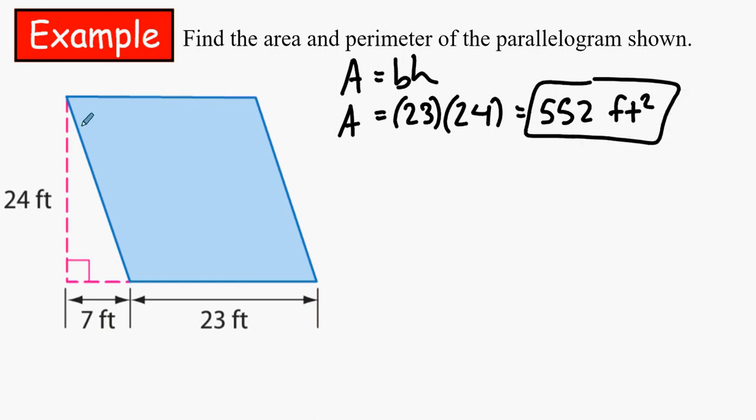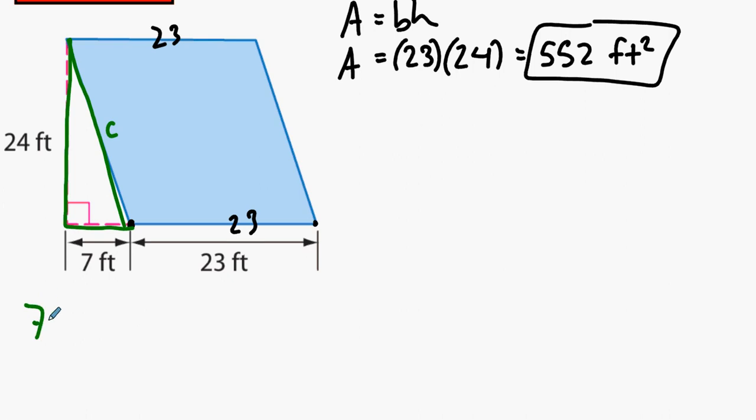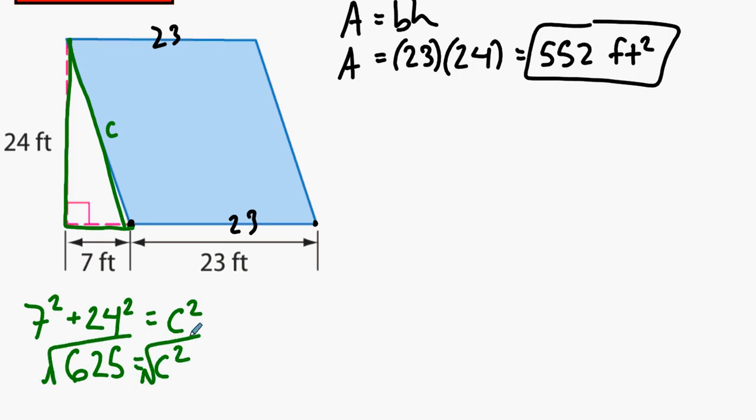The perimeter is all the way around the outside. I know from here to here is 23. I know this is 23, but now I need the slant distance. In order to get that, I need to use these dimensions that were given to me because it's a right triangle, and I need to find the hypotenuse, so I can use the Pythagorean theorem. 7 squared plus 24 squared equals c squared. That's 49 plus 576, which ends up being 625, and that's actually a perfect square itself. The square root of 625 is 25. So this is 25, and that means this is 25.